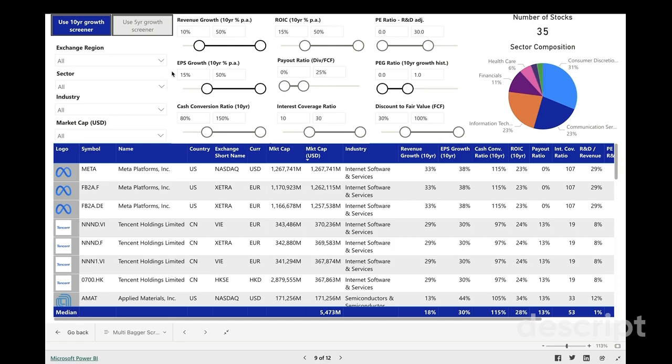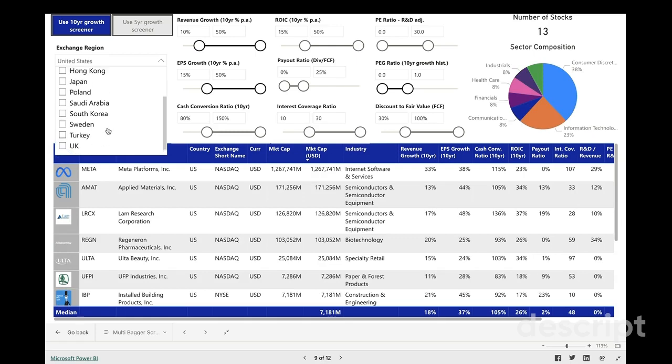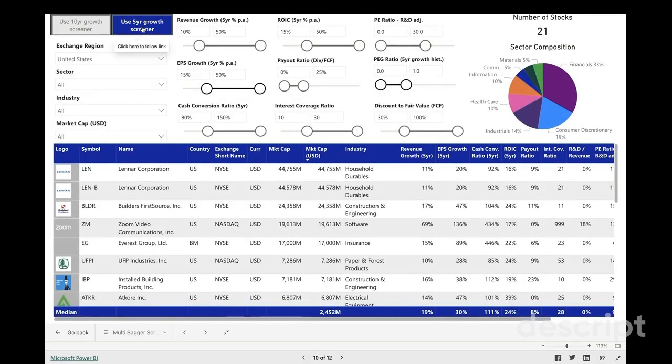To start, you can customize the screener settings to match your investment preferences. Use the drop-down menus to select the exchange region, sector, industry, and market capitalization range you're interested in. Let's select United States as the exchange region. The screener also covers various other regions across the world. You can also choose to screen stocks based on 5-year or 10-year growth rates. For the purposes of this demo, we'll use 10-year growth rates.